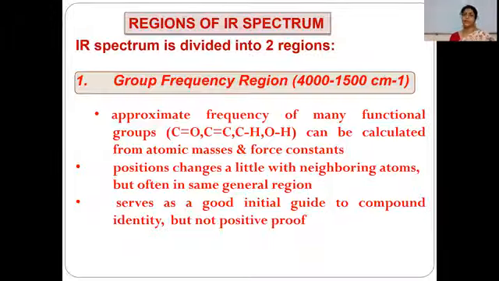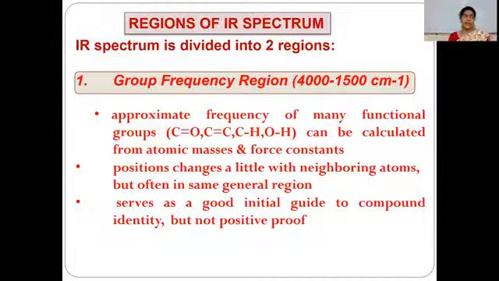The whole IR region from 4000 to 400 centimeter inverse is divided into two regions. First is the group frequency region. It is from 4000 to 1500 centimeter inverse, and most of the functional groups, including stretching vibrations, generally absorb in this region. Approximate frequency of many functional groups can be calculated from atomic mass, size and force constants by using the Hooke's law equation.